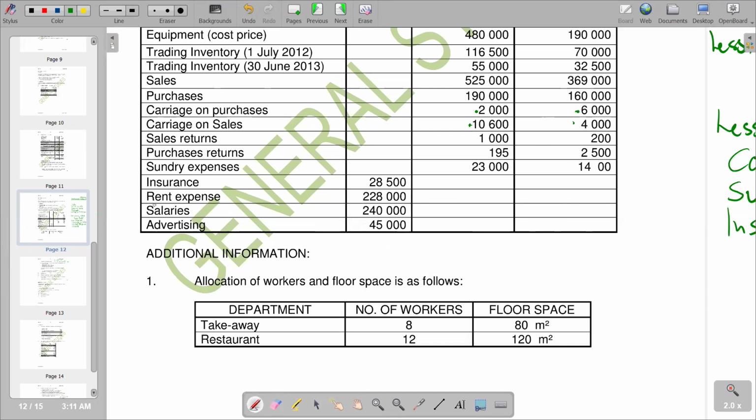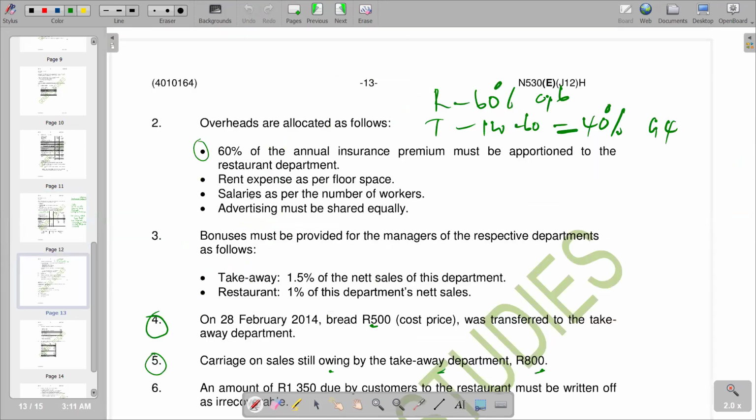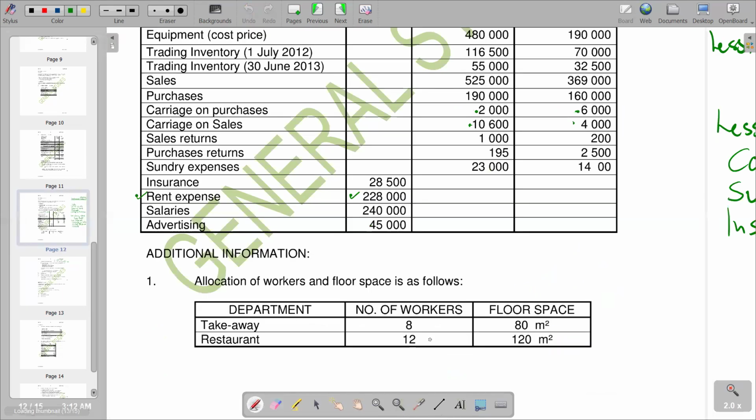After our insurance, we've got our rent expense here, which is 228,000. So we go again to see how we are going to apportion our rent. In the additional information, rent expense is per floor space, very important, per floor space. So let's find the proportion of floor space, which we are given in additional information number 1: 80 for takeaway and 120 for restaurant. This is very simple. The denominator is 80 plus 120, and this becomes the denominator for both departments. When we add, we get 200.